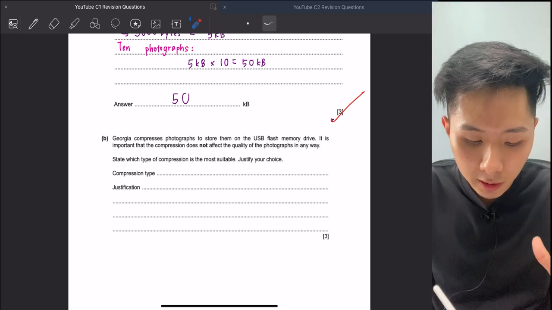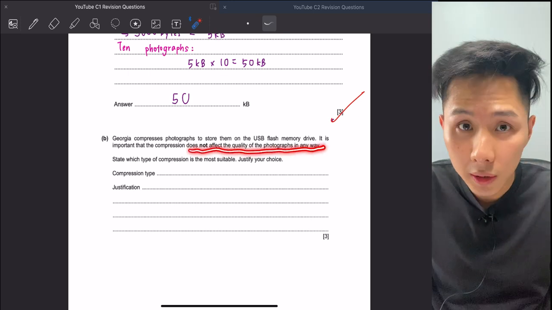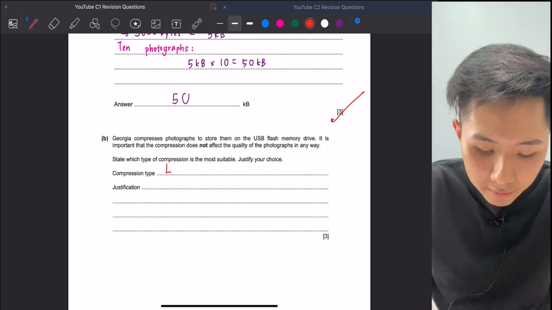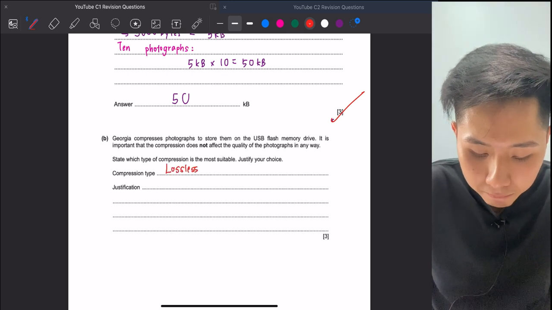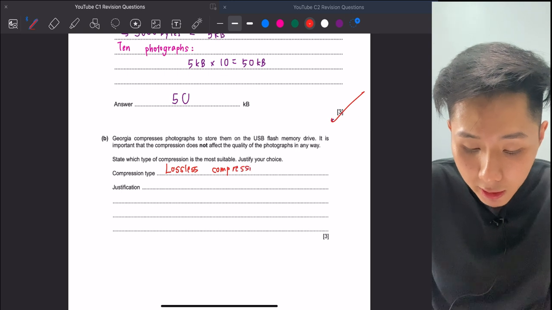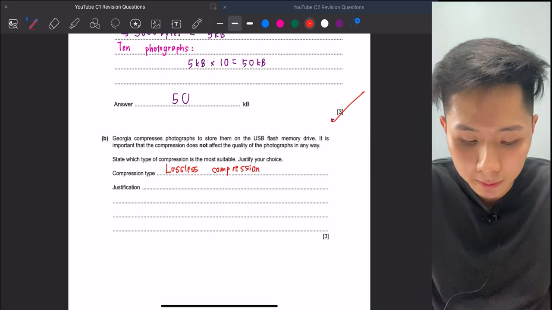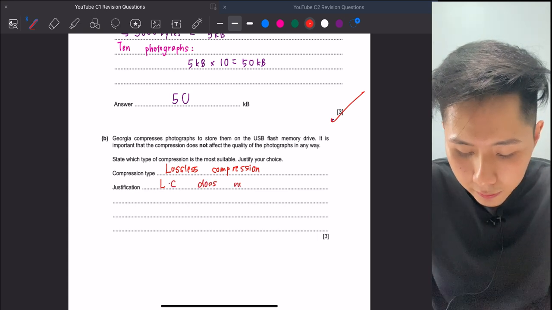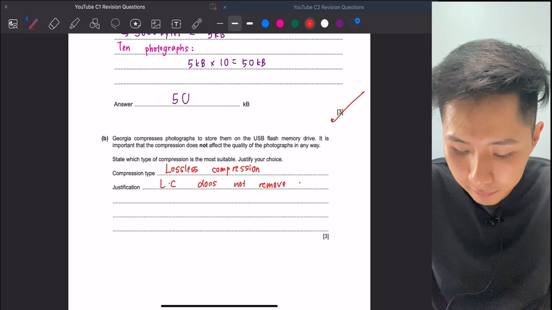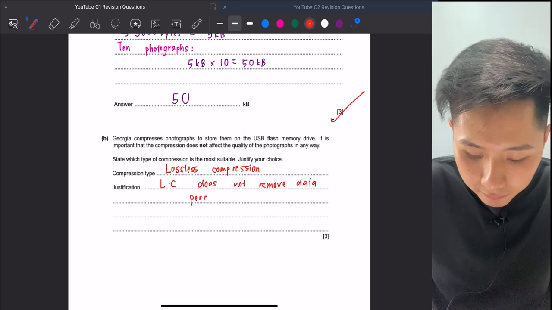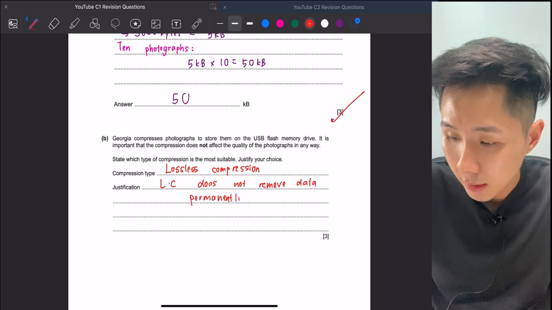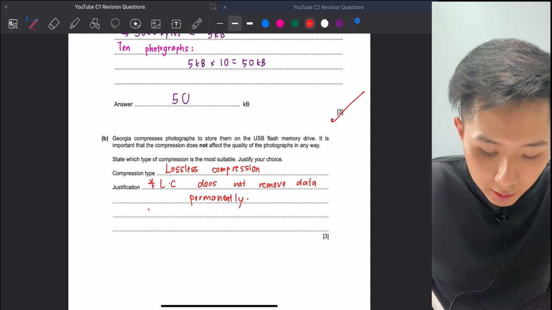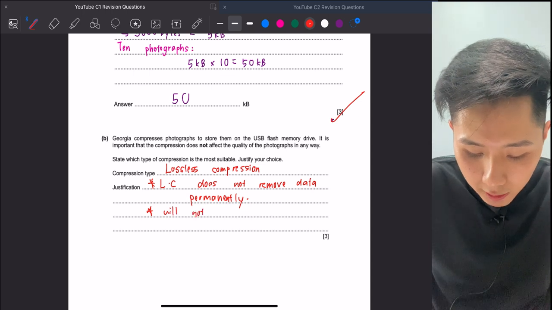But for our case here, because Georgia does not want the quality of the photograph to be affected, therefore we cannot use lossy compression and we need to use lossless compression. And regarding justification, you have to explain why you choose this method. It's because lossless compression does not remove data permanently, which means, this is point number one, it will not affect the quality of the image.